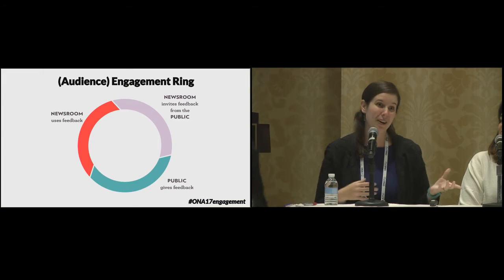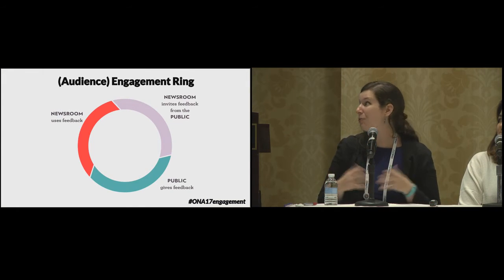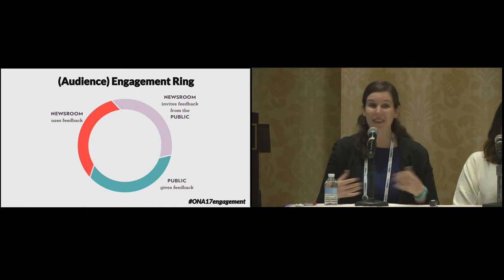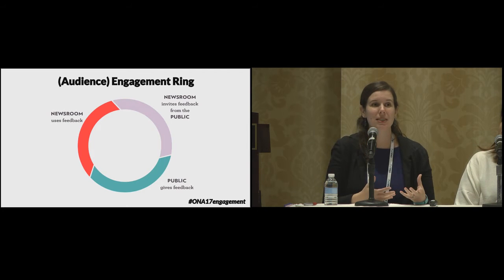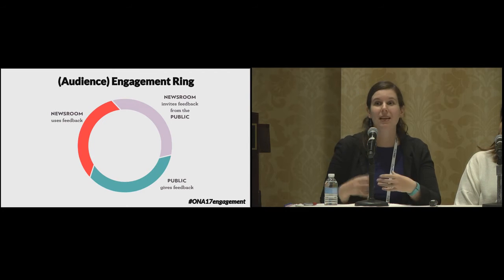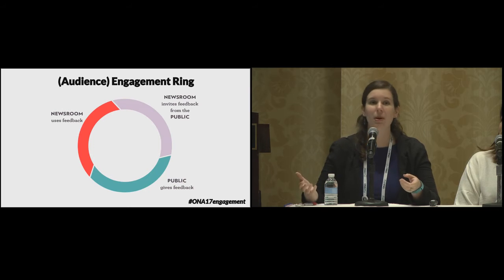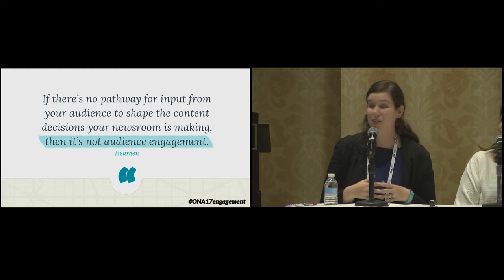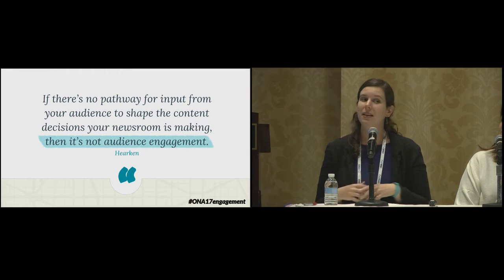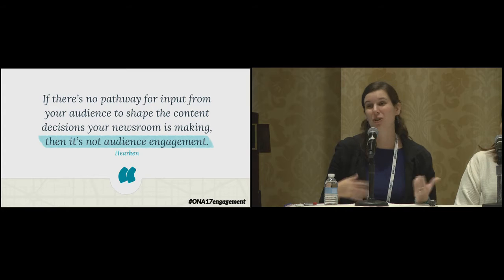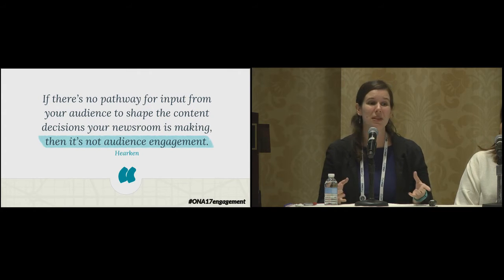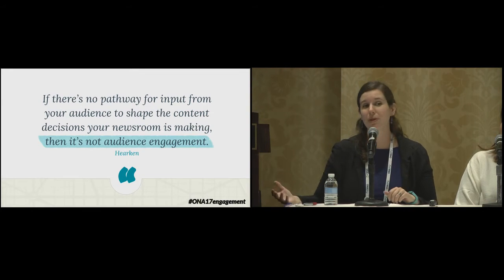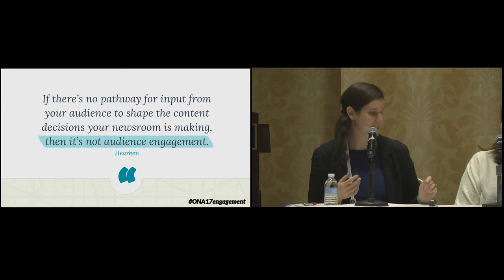At Harken, we call this our audience engagement ring. You invite your public to do something, some kind of feedback, some kind of action. They take that action or they give you that feedback, and then you use that to create journalism that in turn invites more public interaction, more public engagement. We like to say if there's no pathway for input from your audience to actually shape the content decisions that you're making, then that's not really engagement. That's just extracting something from your audience or asking them to consume something. But until you actually take what they give you and turn it into something to give back to them that will encourage even further engagement, that's our engagement ring.